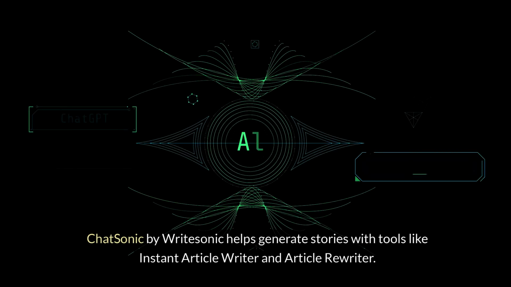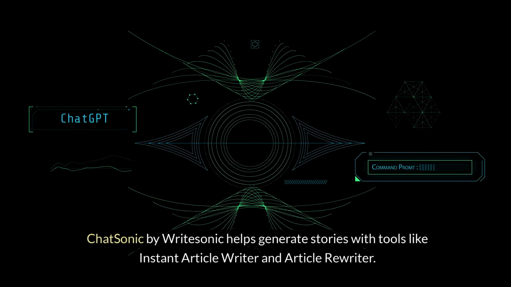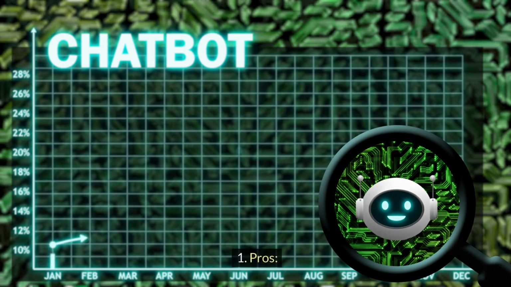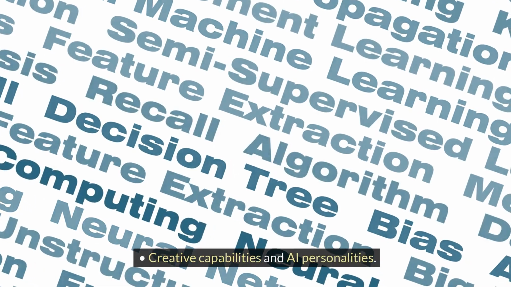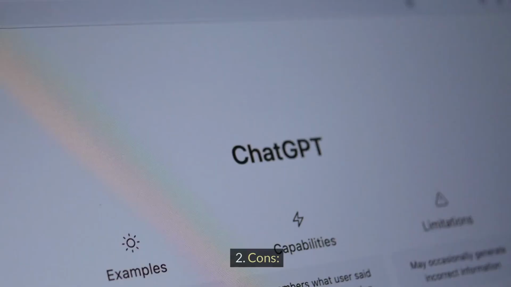Try Jasper. 7. ChatSonic. ChatSonic by WriteSonic helps generate stories with tools like Instant Article Writer and Article Rewriter. 1. Pros. Inbuilt SEO tools. Integration with Google Search. Multiple templates. Creative capabilities and AI personalities. 2. Cons. Word limits. Image quality.